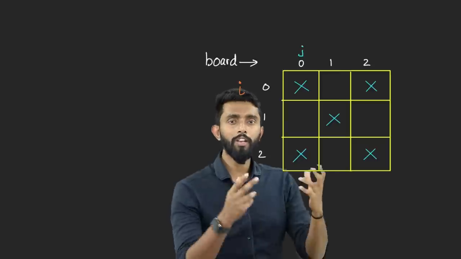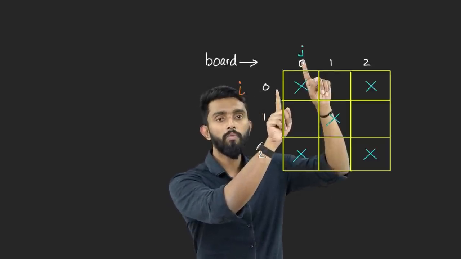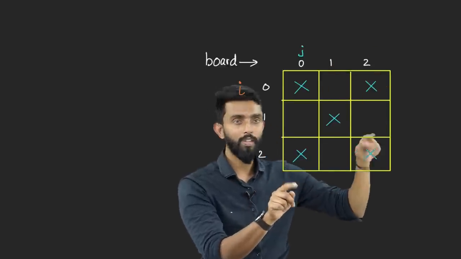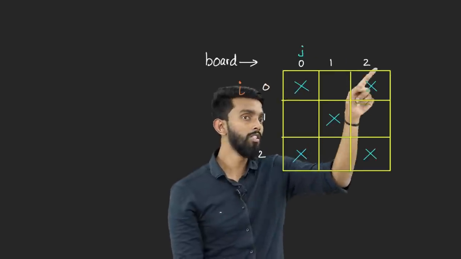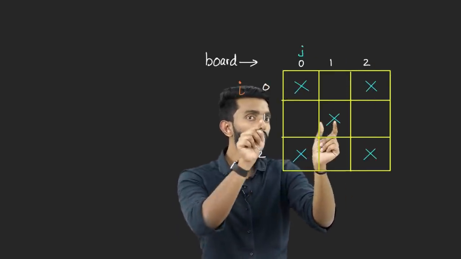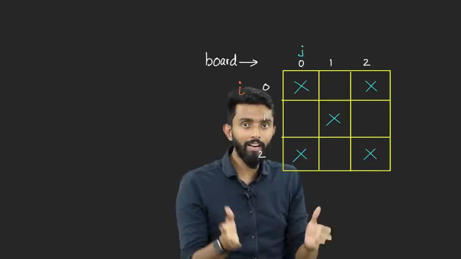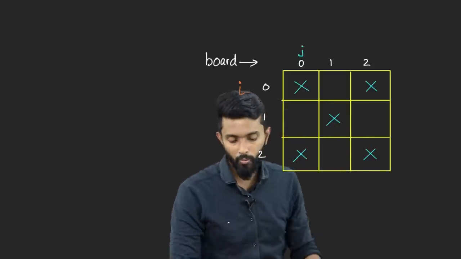If you look at it, this is a very straightforward condition, because the diagonal win is fixed. 0,0 should be equal to 1,1, which should be equal to 2,2. That's it. Then this way, diagonally, if you have to check, then 0,2 should be equal to 1,1, which should be equal to 2,0. So it's a direct hard-coded condition. You just have to write the condition as it is. Let's go and quickly code it.